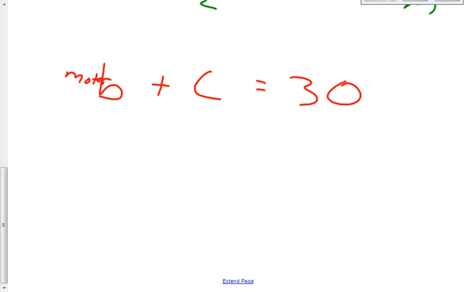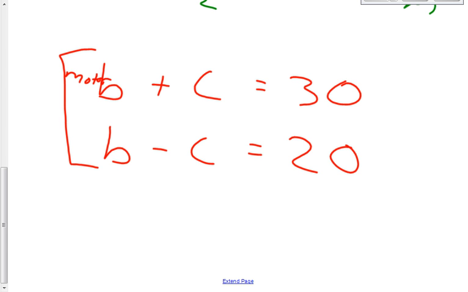Now when we go against the current, we still have our motor, or our boat. This time we're going against the current, so we're going to subtract the current. When we go with the current, it's going to go faster, we'll add it. When it goes against the current, we will subtract it. That goes 20 miles per hour. So here is our system of equations. We can solve by using substitution or elimination.